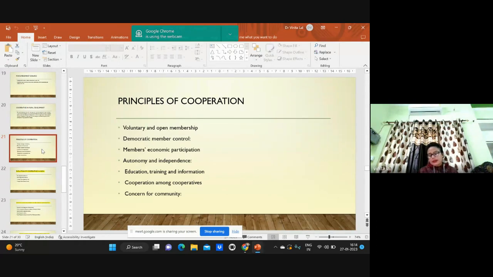So after independence, cooperatives were made a part of the mixed economy of India, and the mixed economy comprises three sectors: public, private, and cooperative, and cooperatives are also considered a balancing element between private and public. So it is made an integral part of the 5-year plan. Now come to the principles of cooperation.